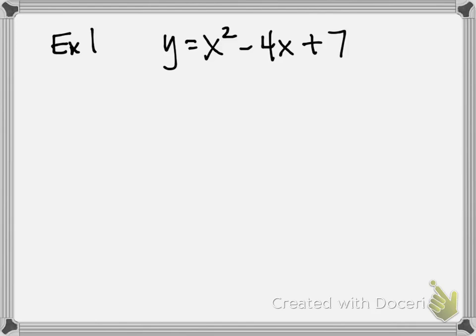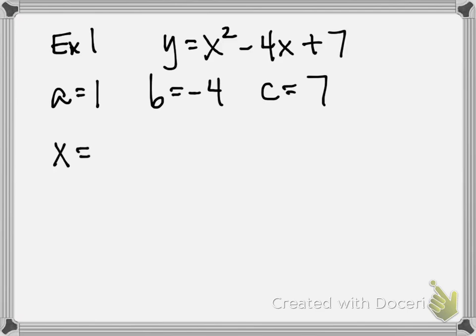Here's the problem. y equals x squared minus 4x plus 7. First thing you need to do to solve using the quadratic formula is identify a, b, and c. Then you plug them into the formula. Here we go.